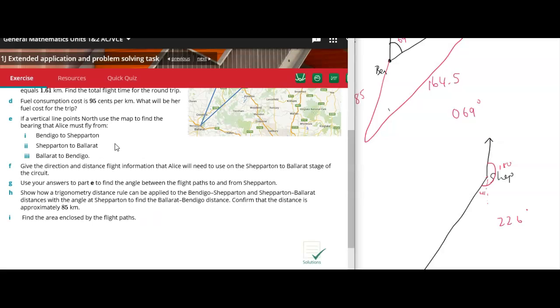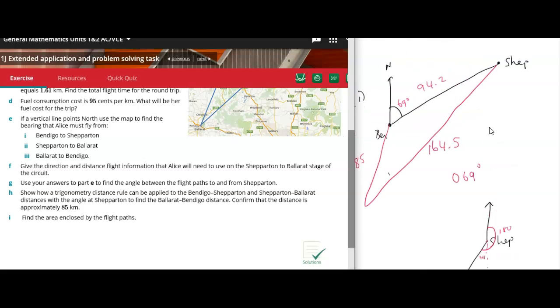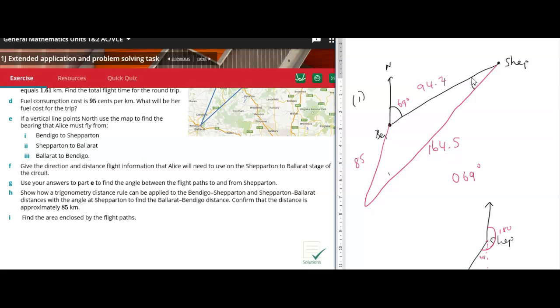Good. Okay. Question G, use your answers to part E to find the angle between the flight paths to and from Shepparton. So the angle we want, and it's probably good, here's a triangle I created earlier. We want this angle in here. Now you can use the triangle without any of the bearings. Okay, so we've got these distances here. So you could use the cosine rule. So we want to find theta.